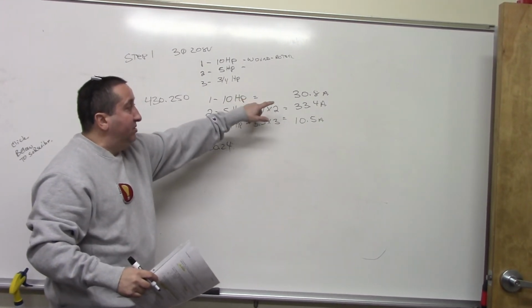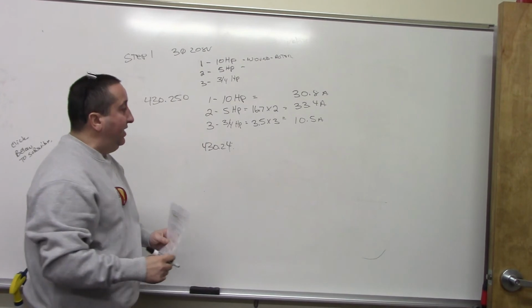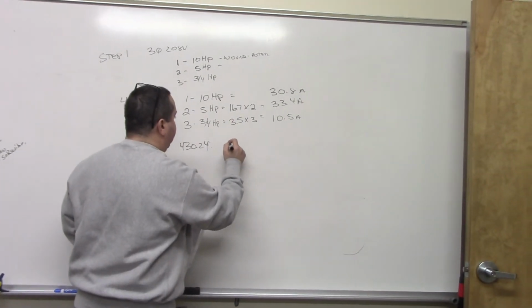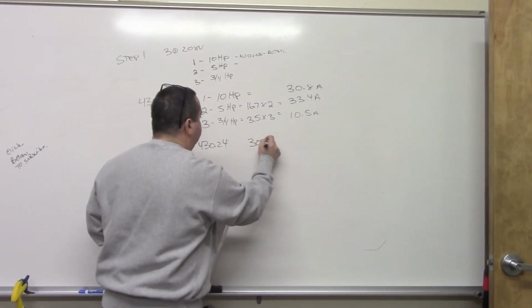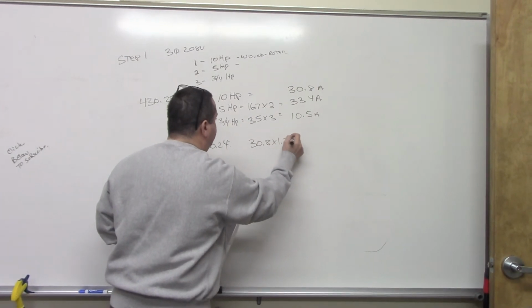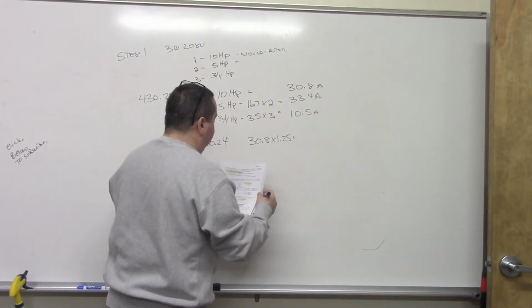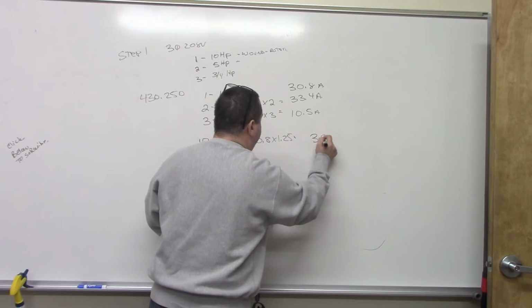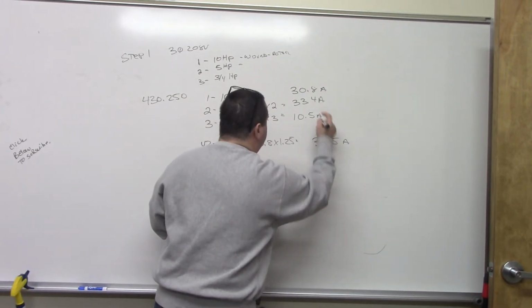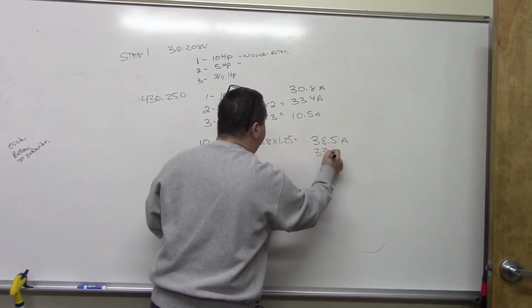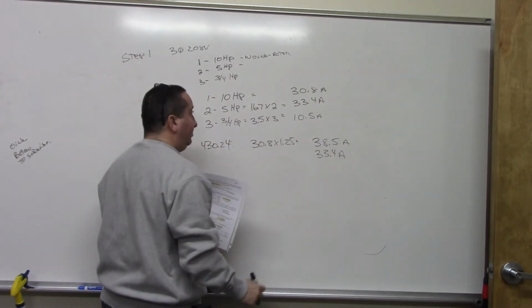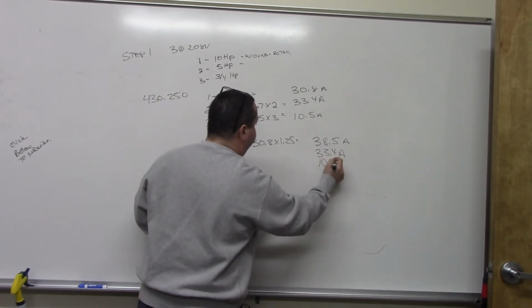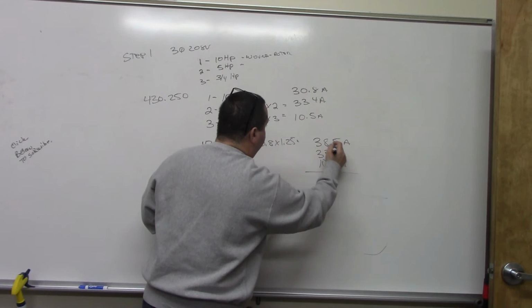So we're going to use the 10 horsepower motor, which is the 30.8 amps, and we're going to times it by 125%. So we're going to take the 30.8 times 1.25, and when we do that, we come out with 38.5 amps. Then we're going to bring these down, 33.4 amps, 10.5 amps, and we add it up.